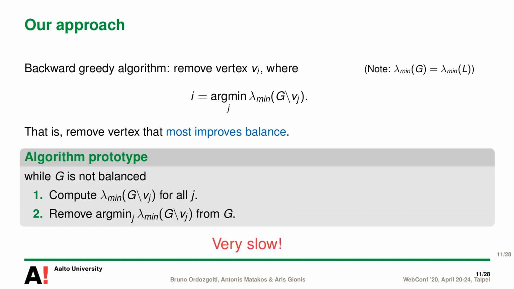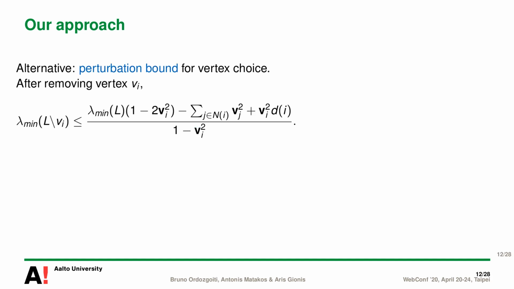The problem with this approach is that it is very slow. So we will propose a series of speedups. So the first thing we do is, instead of computing the reduction in the eigenvalue that will be achieved by removing each of the vertices, we derive an upper bound of this new minimum eigenvalue.